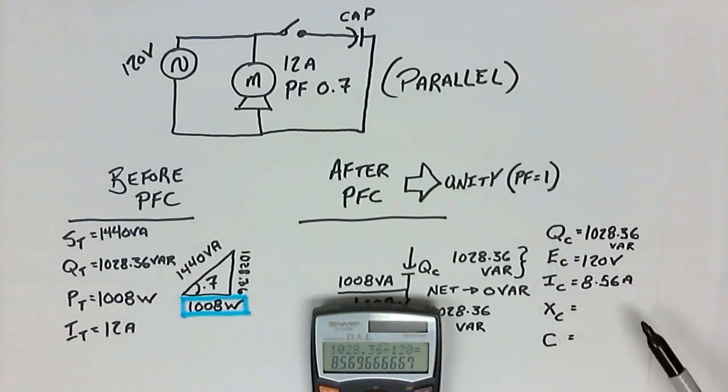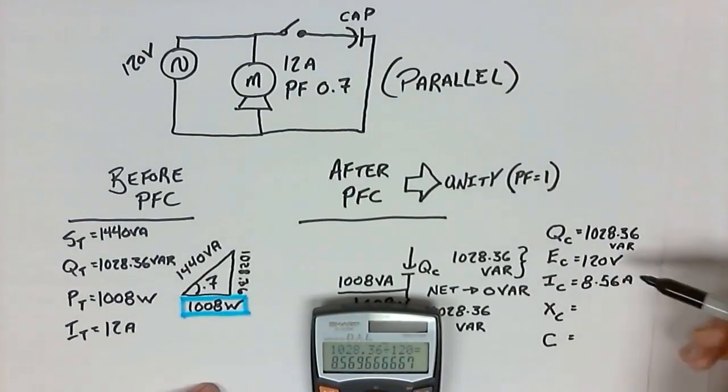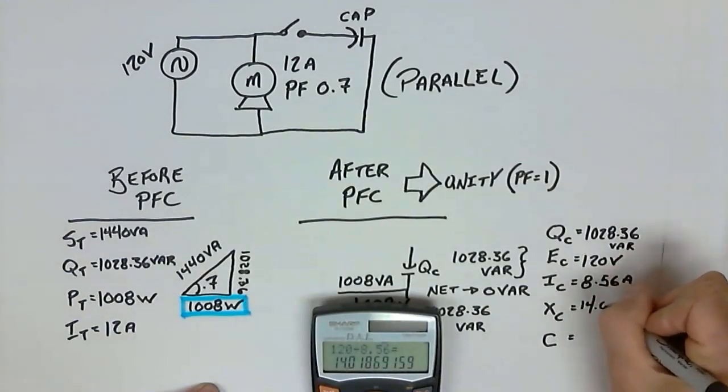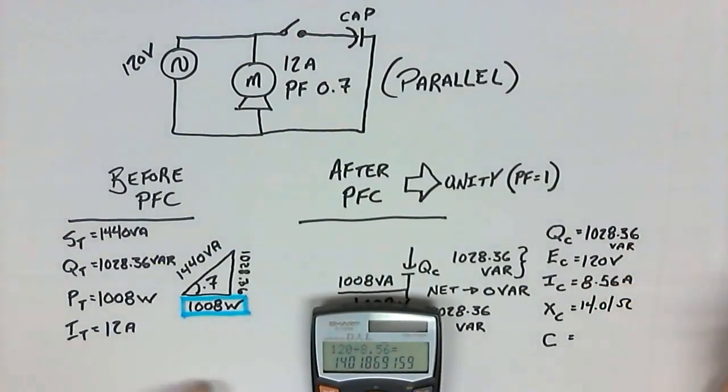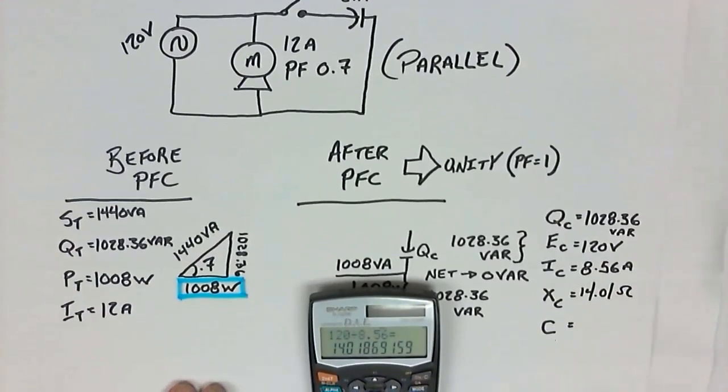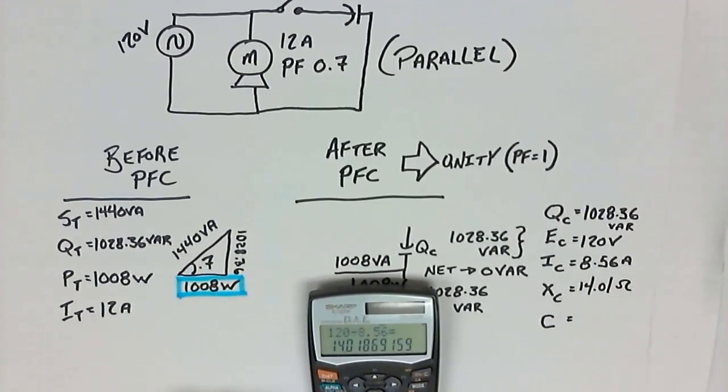What about the XC? How many ohms is it going to be? Well, let's take 120 and divide it by the current. That's Ohm's law. 120 divided by 8.56 gives me 14.01 ohms. And then could we work out the capacitance in farads? Yeah, we certainly could. So how large a capacitor do I require?